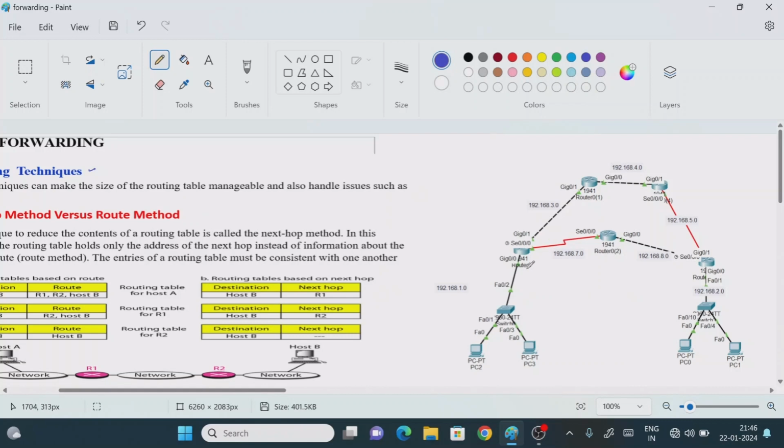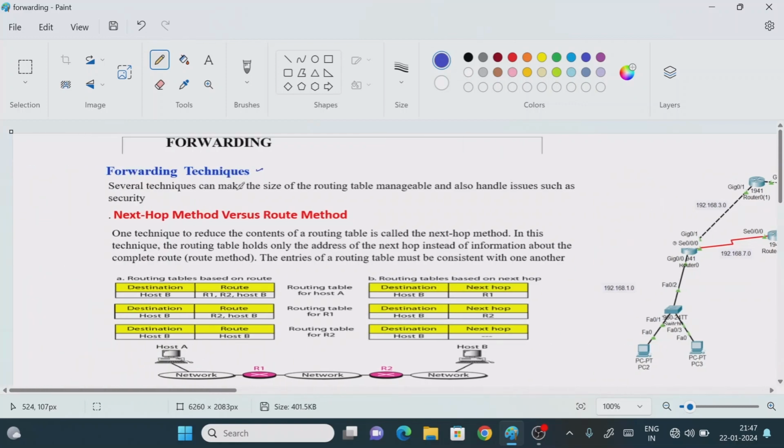Now the question is how it is going to send the packet from one router to another router. There we have two types of forwarding techniques. One is called the next hop method, another one is called the route method. First we'll see the basic method called the route method. Once it is completed, we'll see the next hop method scenario.